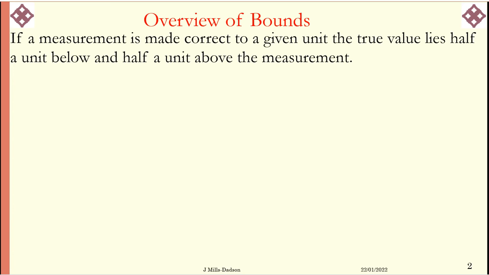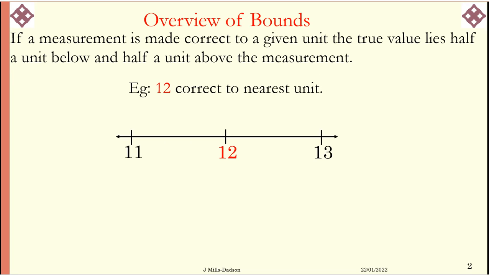If a measurement is made correct to a given unit, then the true value lies half a unit below and half a unit above the measurement. For example, if 12 is correct to the nearest unit, you need to find out the possible numbers below 12 that could be rounded to 12, and possible numbers above that could also be rounded down to 12.